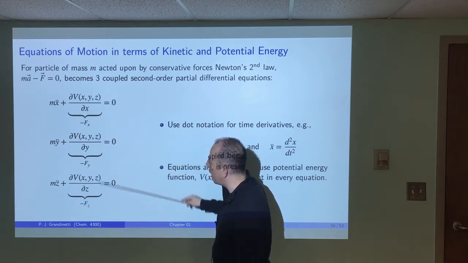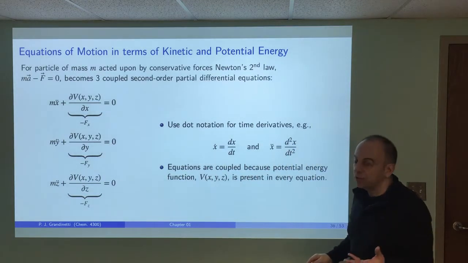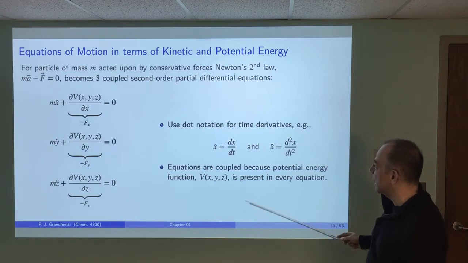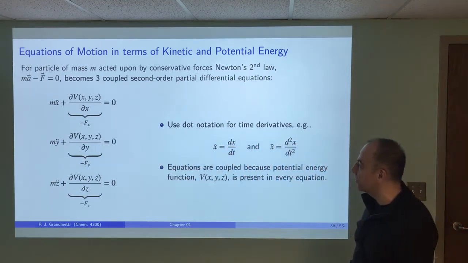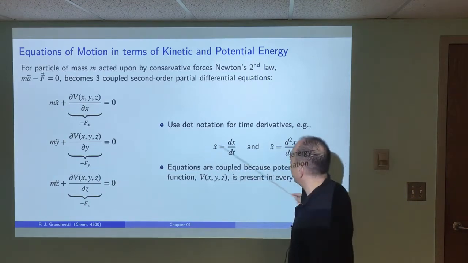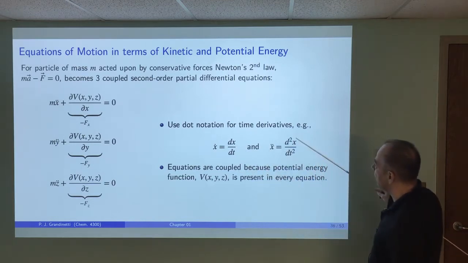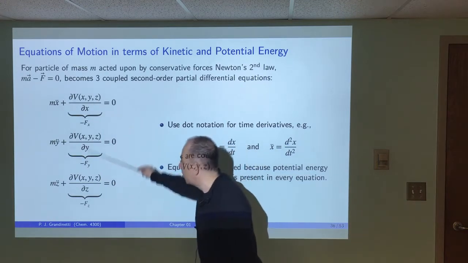We do the same for y, we do the same for z. And what we have is three differential equations. In fact, what we have are three coupled differential equations, and that's because x, y, and z is present in the potential function for all three equations. Now notice here I'm using this dot notation for the time derivative. So x dot is dx/dt, and x double dot is the second derivative of x with respect to time. So that's what I'm using over here.